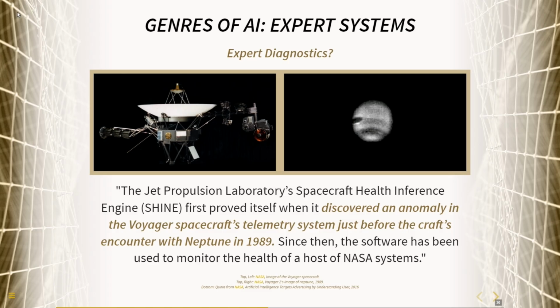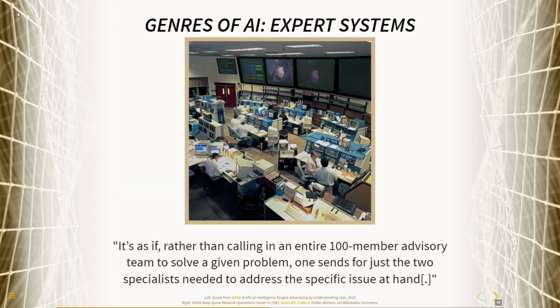And so since then, NASA has really used a lot of these kinds of tools to be able to monitor lots of systems, and there's a lot of other applications of this core work, right? But an expert system is in effect codifying the expertise of a large number of people. I'll read the quote from this article about it, right? They said, it's as if rather than calling in an entire 100-member advisory team to solve a given problem, one sends for just 2 of the specialists needed to address a specific issue at hand.